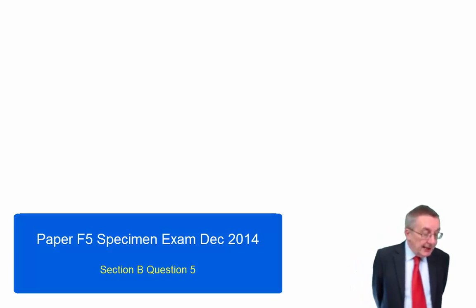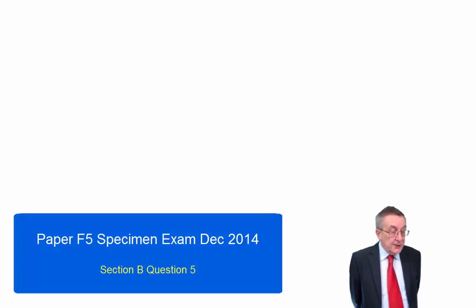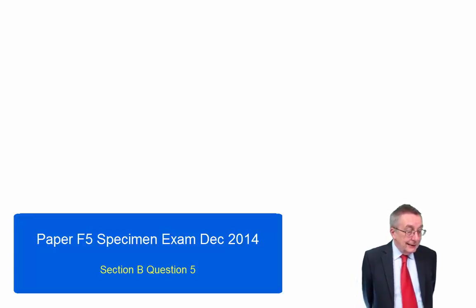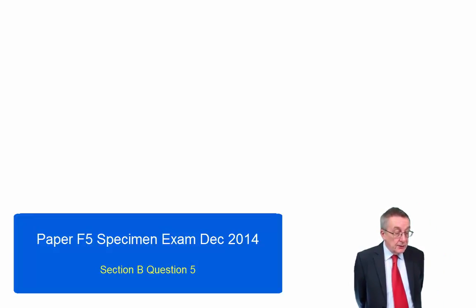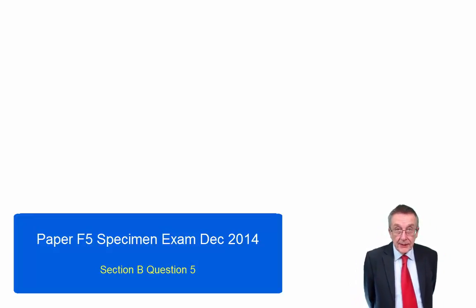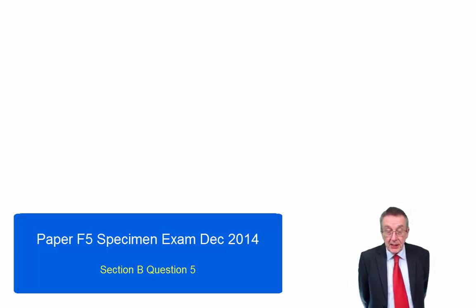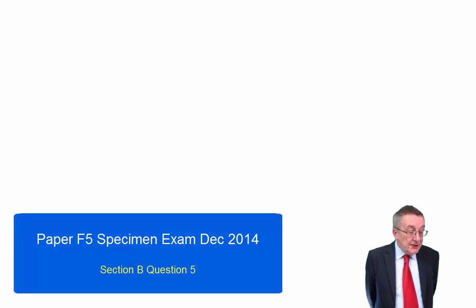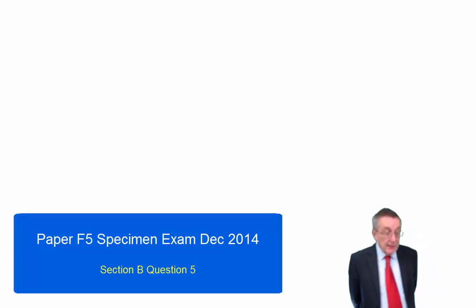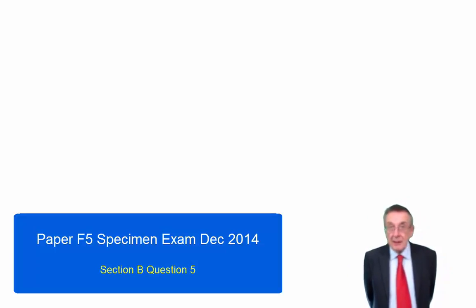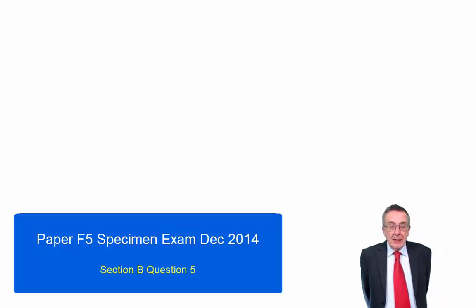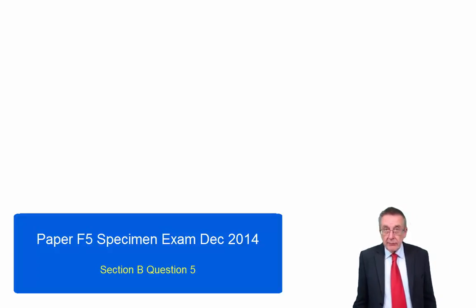Required, part A, calculate the following variances for Truffle Co: labour rate planning variance, labour rate operational variance, labour efficiency planning variance, labour efficiency operational variance. 8 marks. And that's the numbers, clearly. Part B, assess the performance of the production manager for the month of November. 7 marks. And so yet again, a lot of written there.